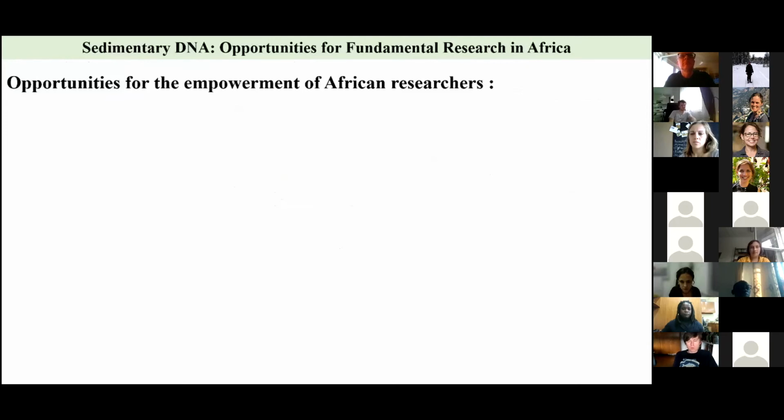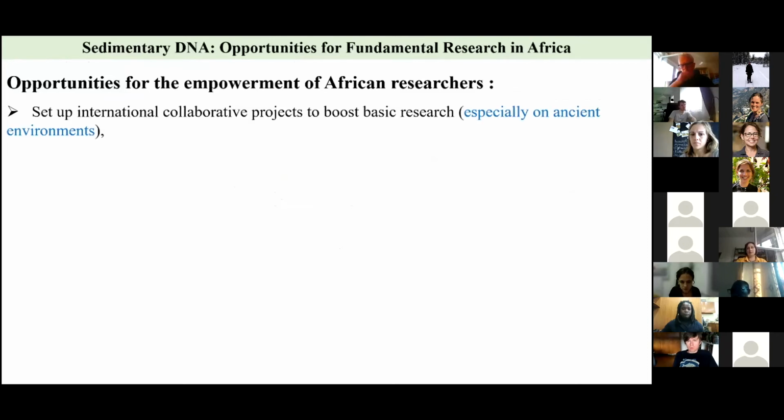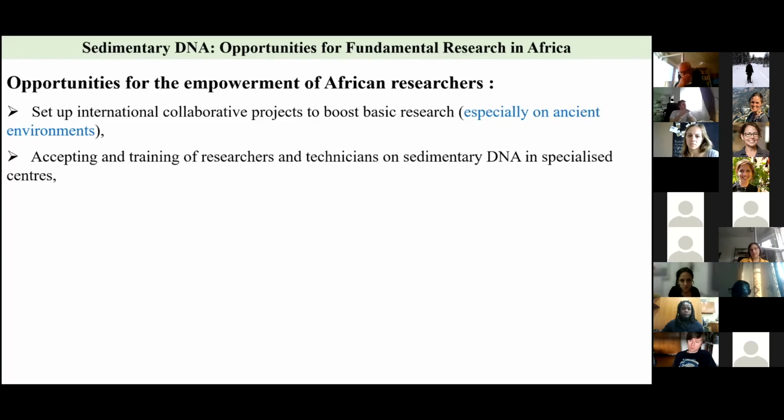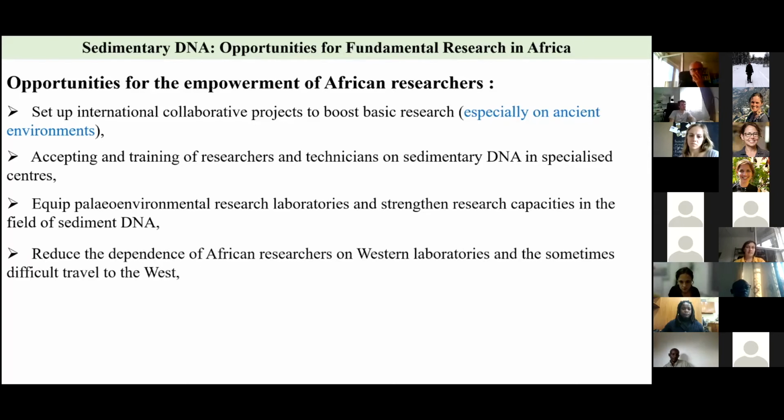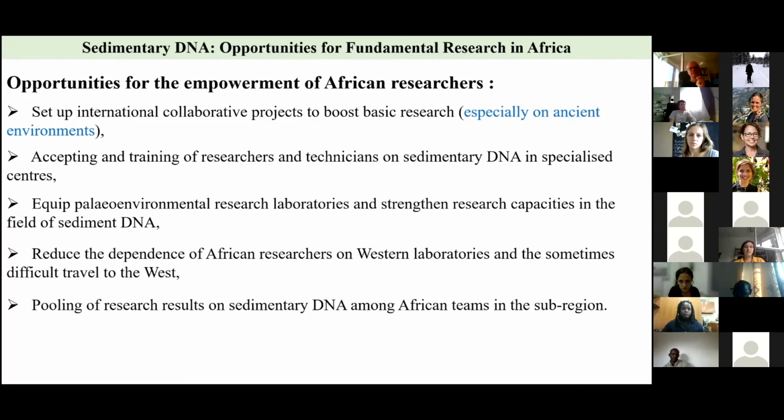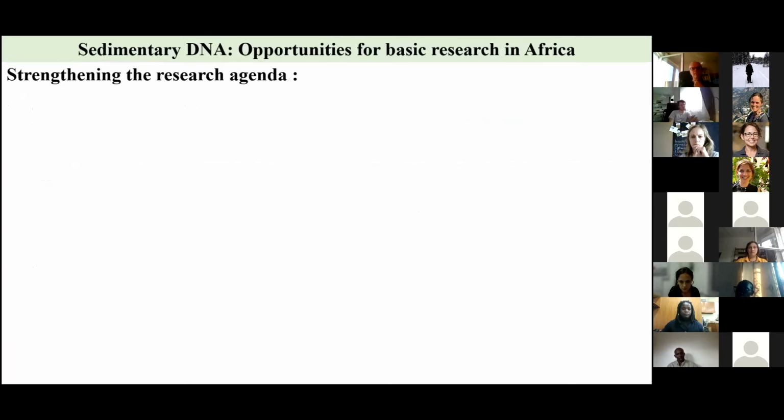There are many opportunities for the empowerment of African research, like setting up international collaborative projects to boost basic research, accepting and training researchers and technicians on sedimentary DNA in specialized centers, setting up a paleo-environmental research laboratory and strengthening research capacity in the field of sediment DNA.